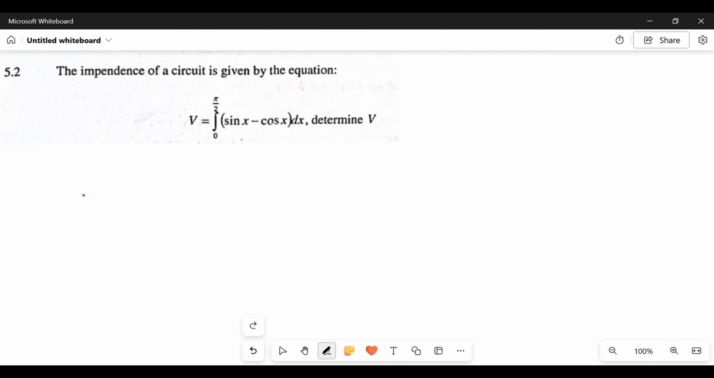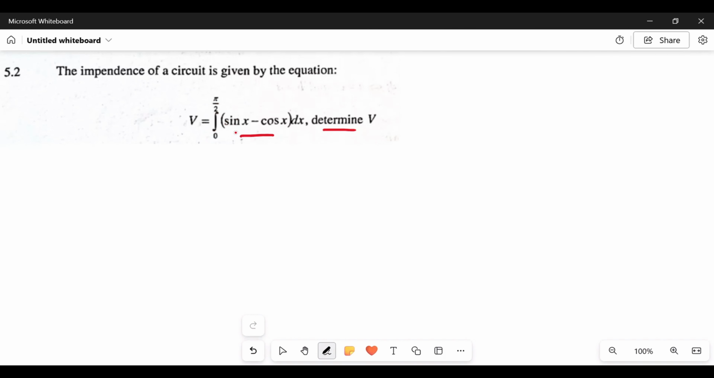Now, 5.2, they want us to calculate the voltage, but let's read the question here. The question goes like this. The impedance of a circuit is given by the equation. Here's the equation that they are talking about, and they want us to determine V there. As you can see, we have a sigma, and we have the upper limit and the lower limit. So we have to integrate here as well.